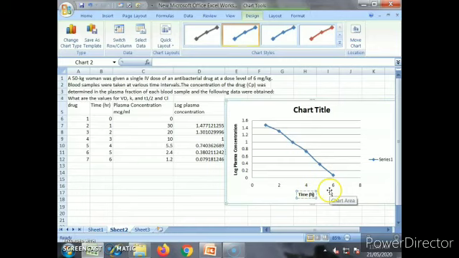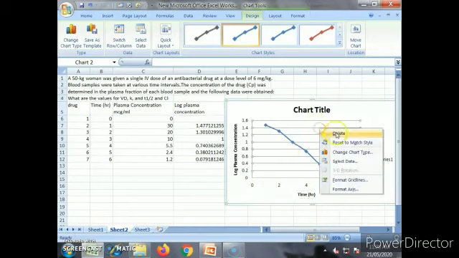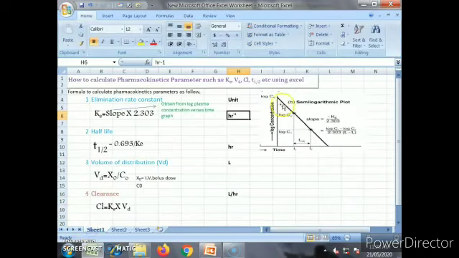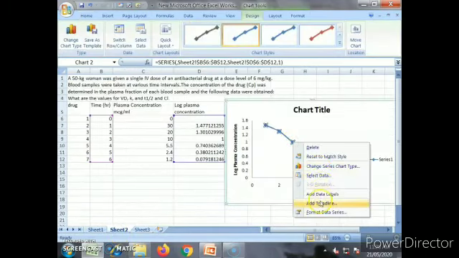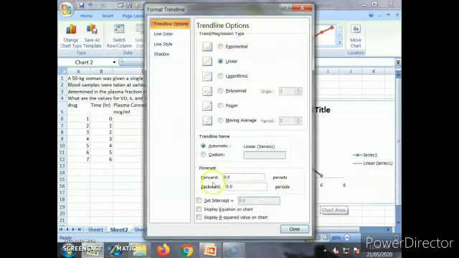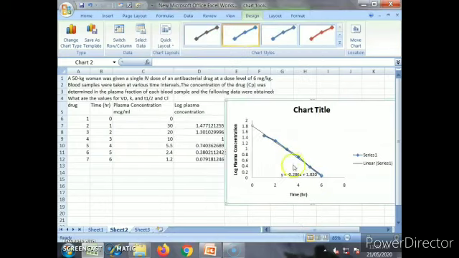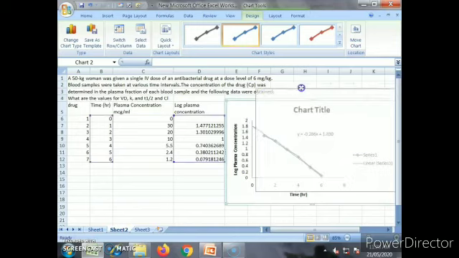Next we have to remove the slope of this straight line from the graph we have got. For removing the slope, click on this straight line and go to Add Trendline. After that, click on Display Equation, then close. Like this you will get the equation, that is nothing but the slope of this line.